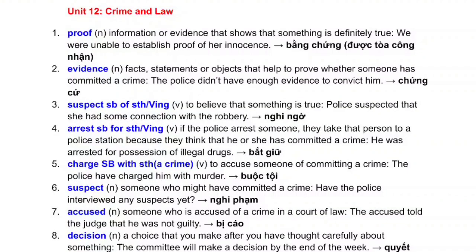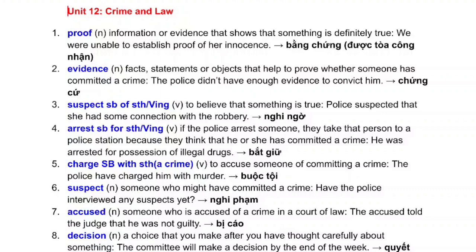Hello, welcome back. Today we're gonna look at Unit 12, Crime and Law, in the Destination B2 series. 1. Proof. Proof is information or evidence that shows that something is definitely true. Example, we were unable to establish proof of her innocence.